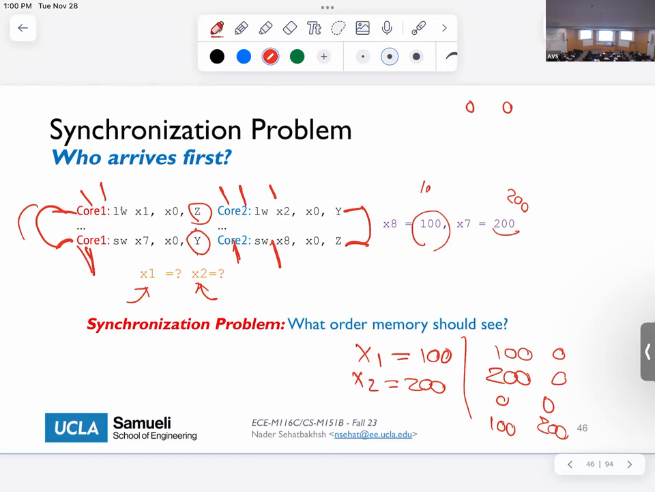And as one of your students says, the bigger problem is each time that I run this, the value might be different. So it's not even deterministic. I cannot say that it could be this one, this one, and this one. I run it today and the value would be 100 and 0. Tomorrow it might be 200 and 0. The next day it might be 0, 0. Okay? That's the problem with the consistency. Questions? Yeah.